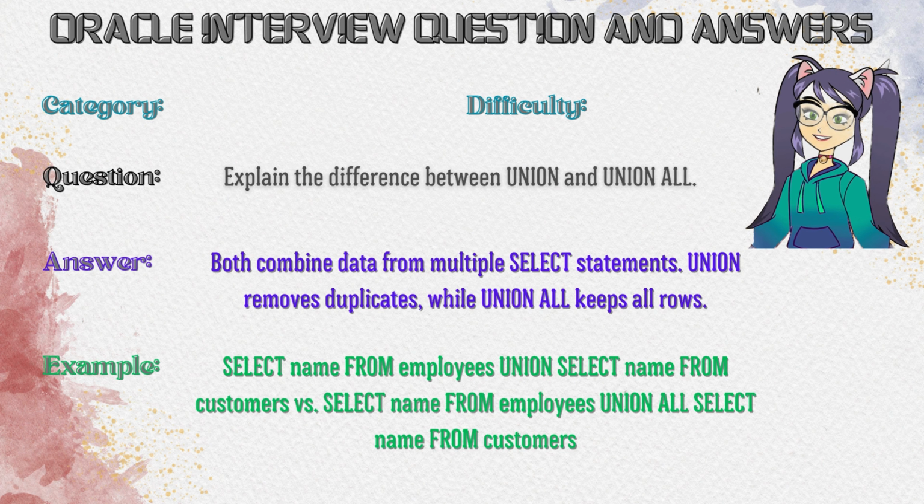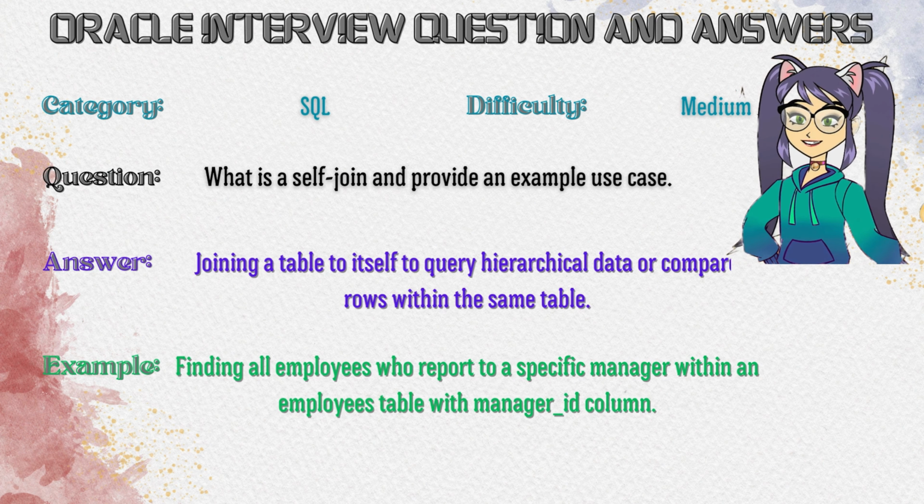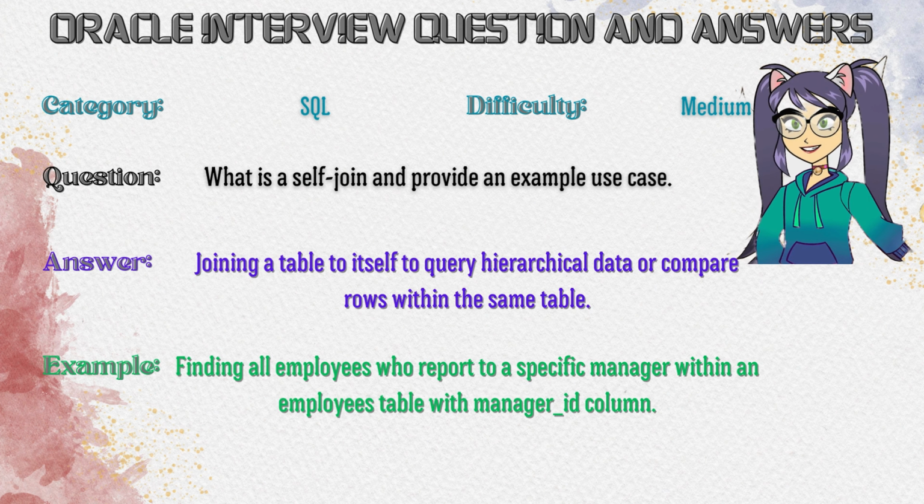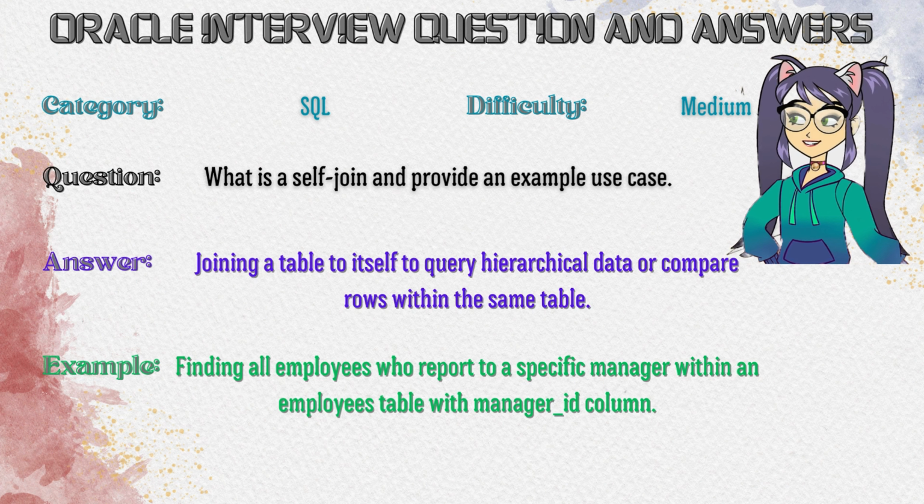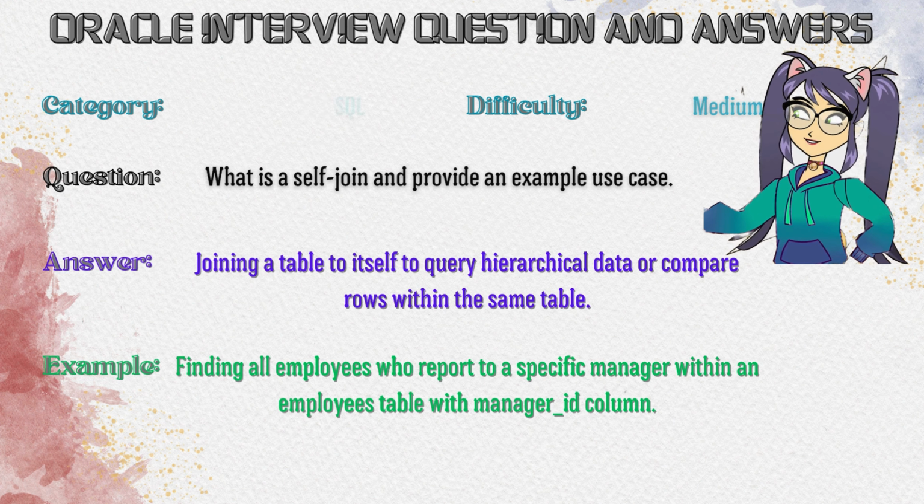from customers. Next question: what is a self-join, and provide an example use case, and the answer is joining a table to itself to query hierarchical data or compare rows within the same table. For example, finding all employees who report to a specific manager within an employees table with manager_id column.